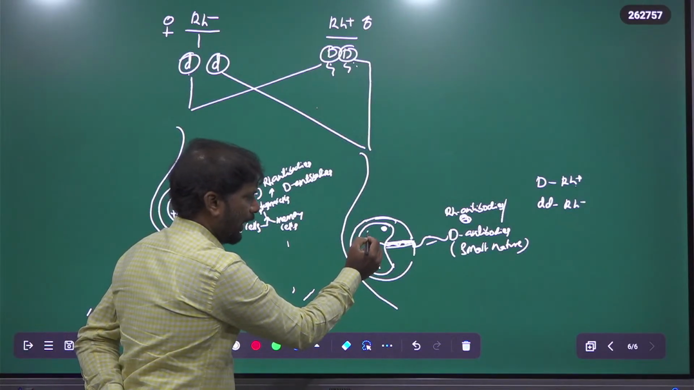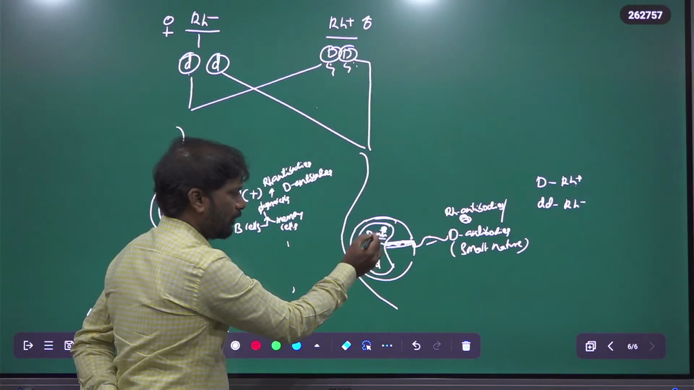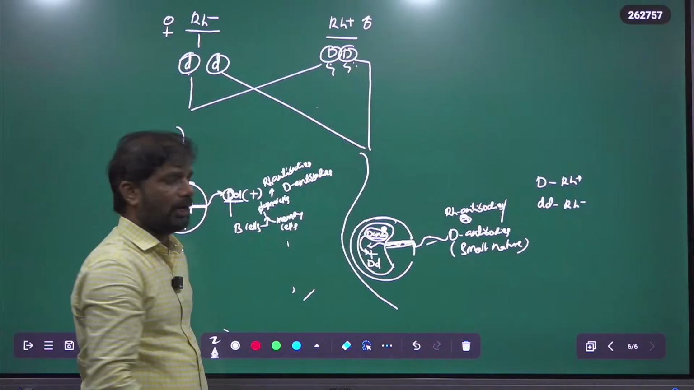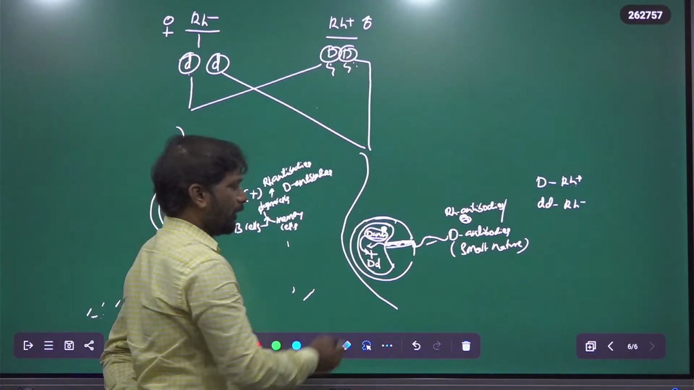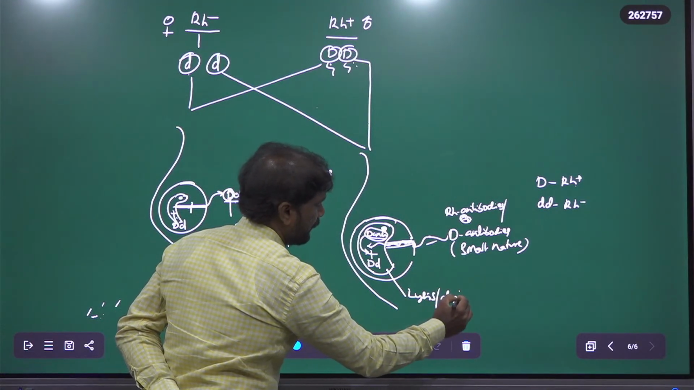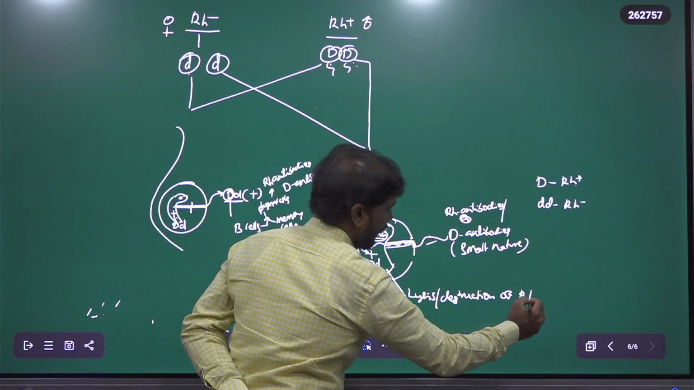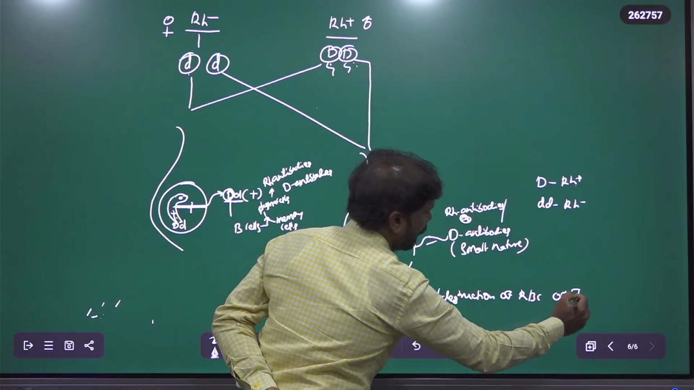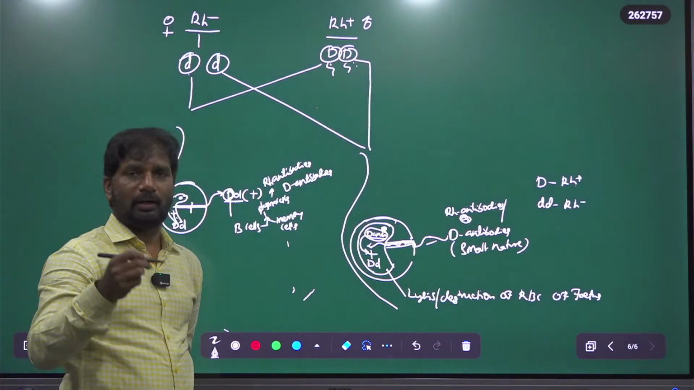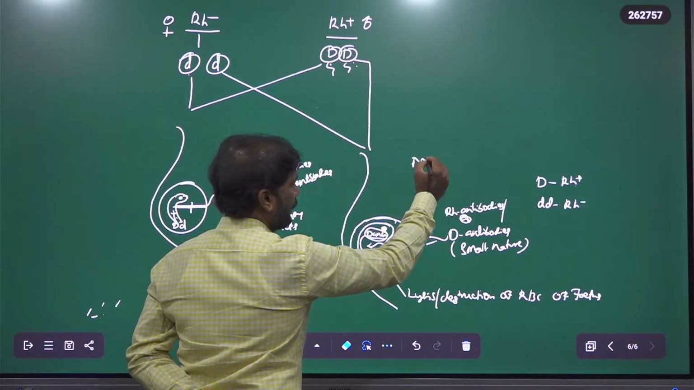When these D antibodies enter the fetus blood circulation, they react with the D antigens, or Rh antigens. This leads to the lysis, or destruction, of the RBCs of the fetus. Here the excess destruction, or lysis, of the RBCs of the fetus leads to the anemic condition.